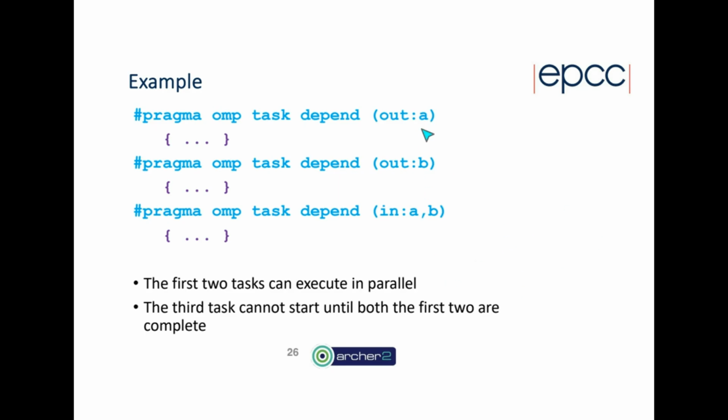So because you can have array elements and array sections and any old variables and more complicated data structures inside these dependency clauses, it's possible to specify and build quite complicated dynamic task graphs with this kind of mechanism.